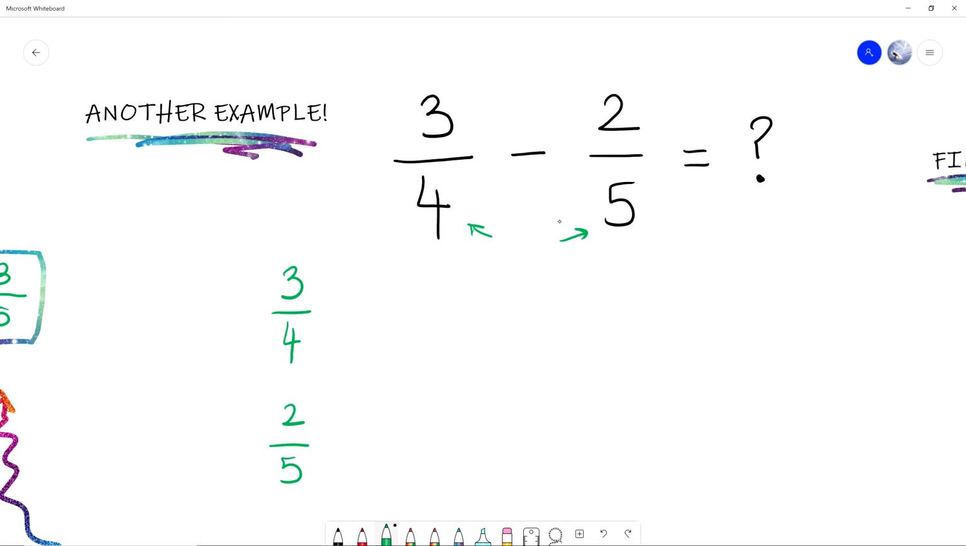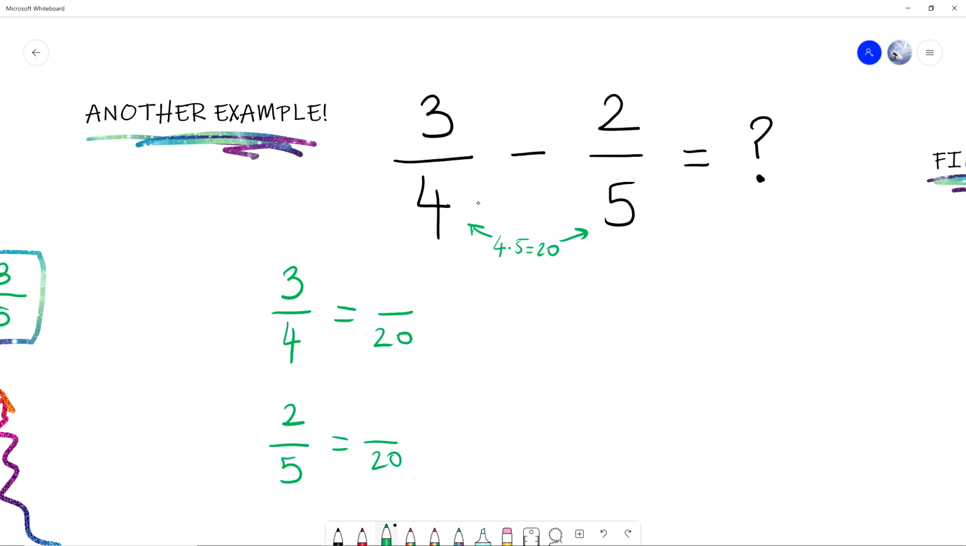So how much is 4 times 5? 20. So 4 times 5 is 20. Is that going to be your common denominator? Yeah, 20. Okay, so I'm going to write both in terms of 20s before I do any more addition or subtraction.